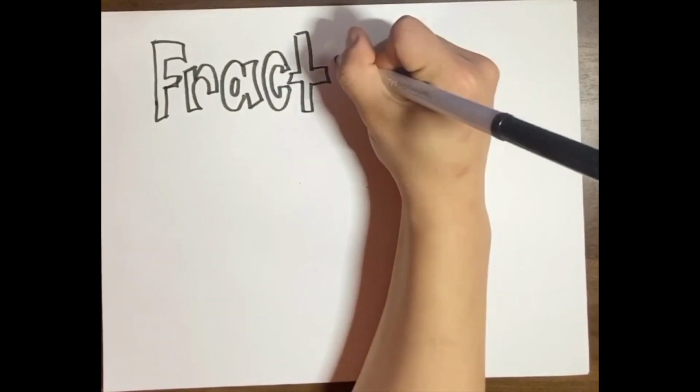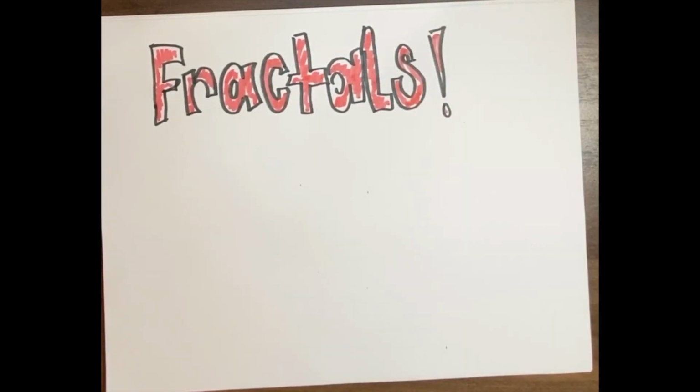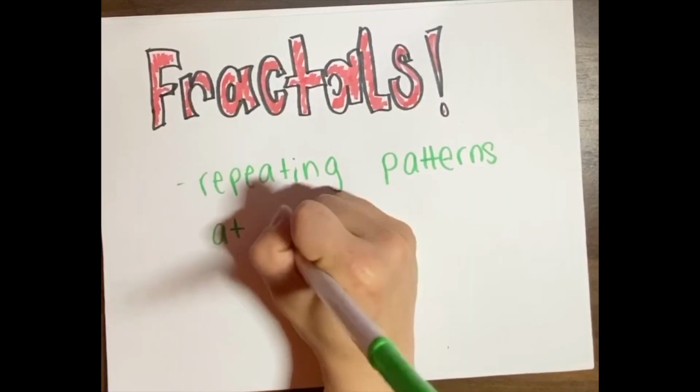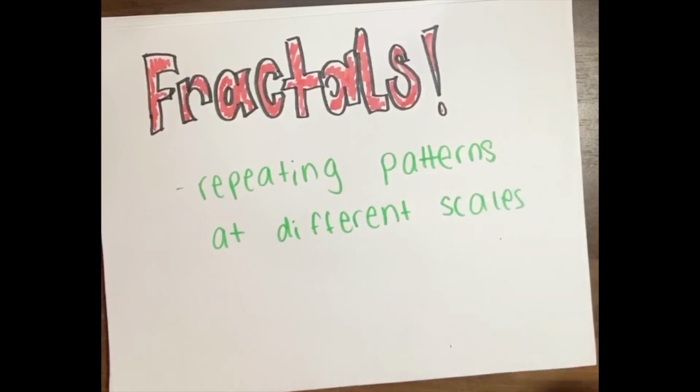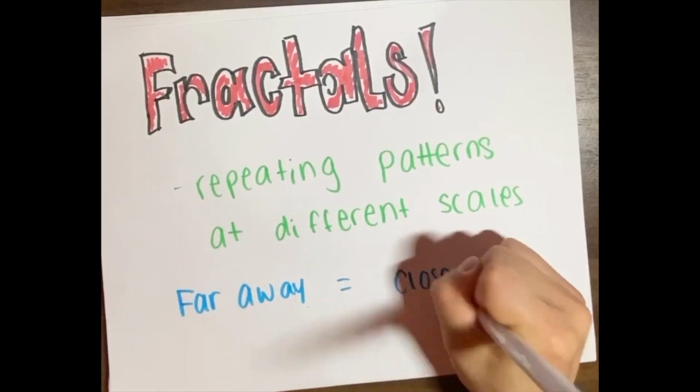In fact, this is a famous fractal called the Koch snowflake. Fractals, like the Koch snowflake, are made up of repeating patterns at different scales. So no matter if you look far away or up close, the fractal will look the same. In other words, the smaller parts of the fractal resemble the larger parts of the fractal.